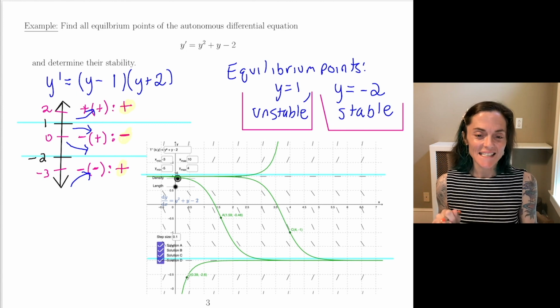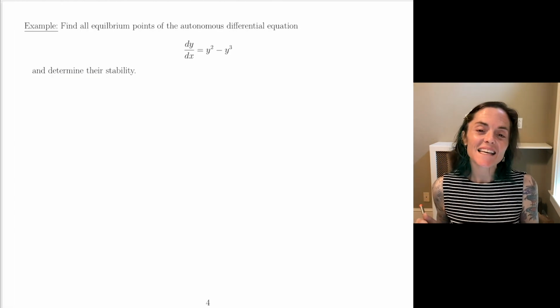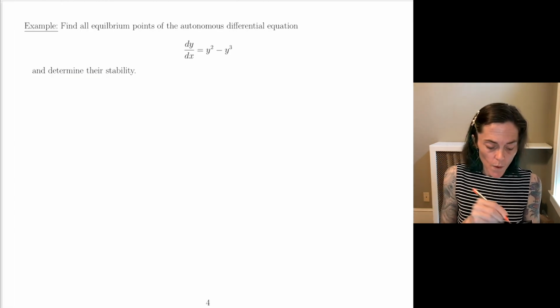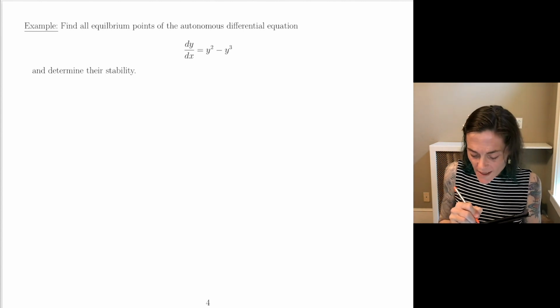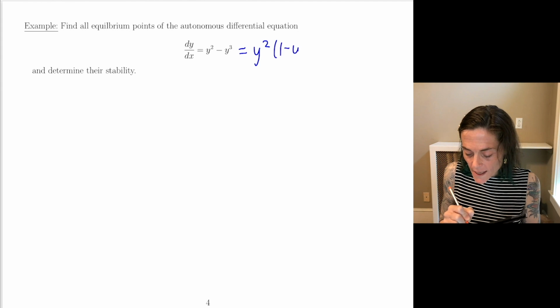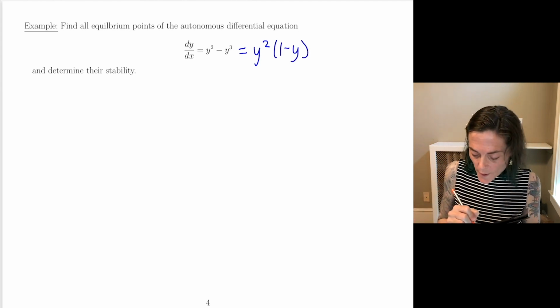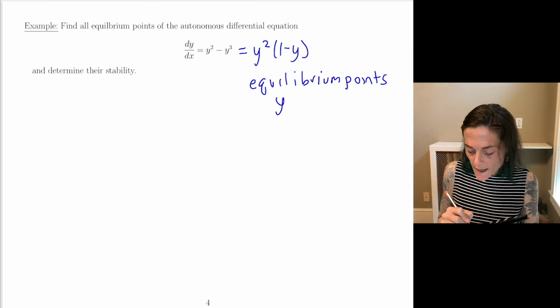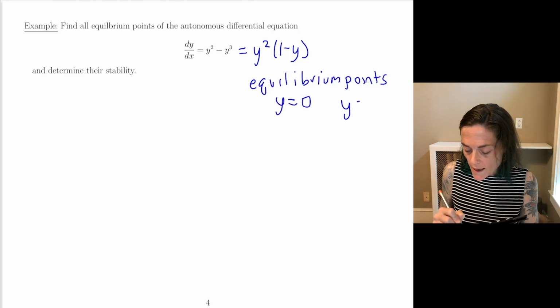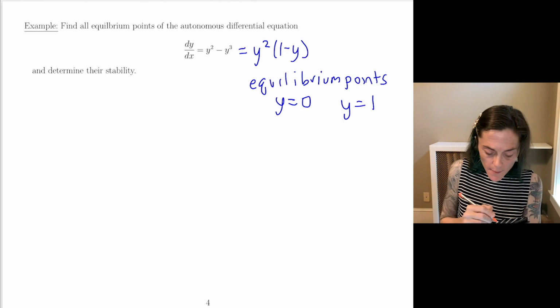Let's move on to the next example. dy dx is y squared minus y cubed. Maybe I'll just write this here. We can factor out a y squared, and then we have 1 minus y. So you see the equilibrium points, y equals 0 and y equals 1. Now, make our number line.